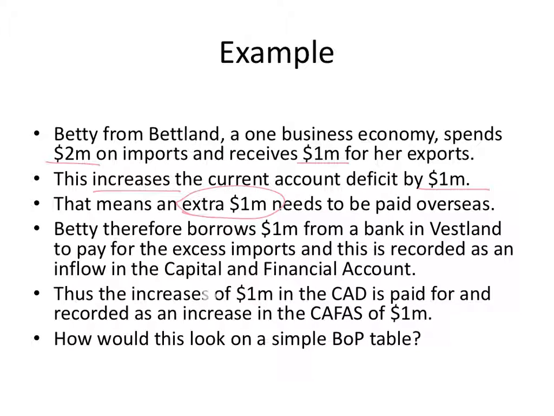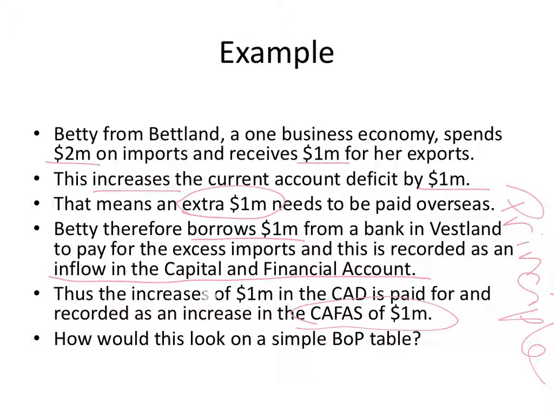So let's just say that Betty borrows that $1 million from a bank overseas, let's say a place called Westland, to pay for those excess imports. So this is recorded as an inflow in the capital and financial account. The amount that she actually borrows, which is known as the principal of the loan, comes in through the capital and financial account. So the increase of $1 million in the CAD is paid for and recorded as an increase in the CAFIS of $1 million.